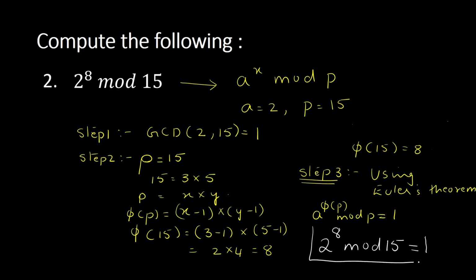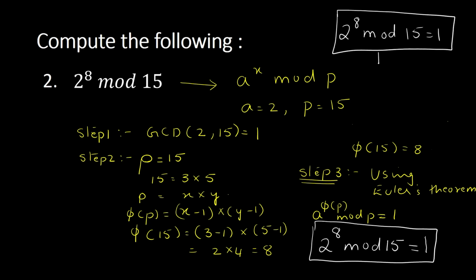So it means that you need not compute 2 raised to 8 mod 15 using the traditional squaring method. Rather, you can directly apply Euler's theorem and replace it with 1. So in this question, we got 2 raised to 8 mod 15, the answer is 1. Or rather, this can also be read the other way, that is, the remainder of 2 raised to 8 divided by 15 is 1. Let us now see the third question.